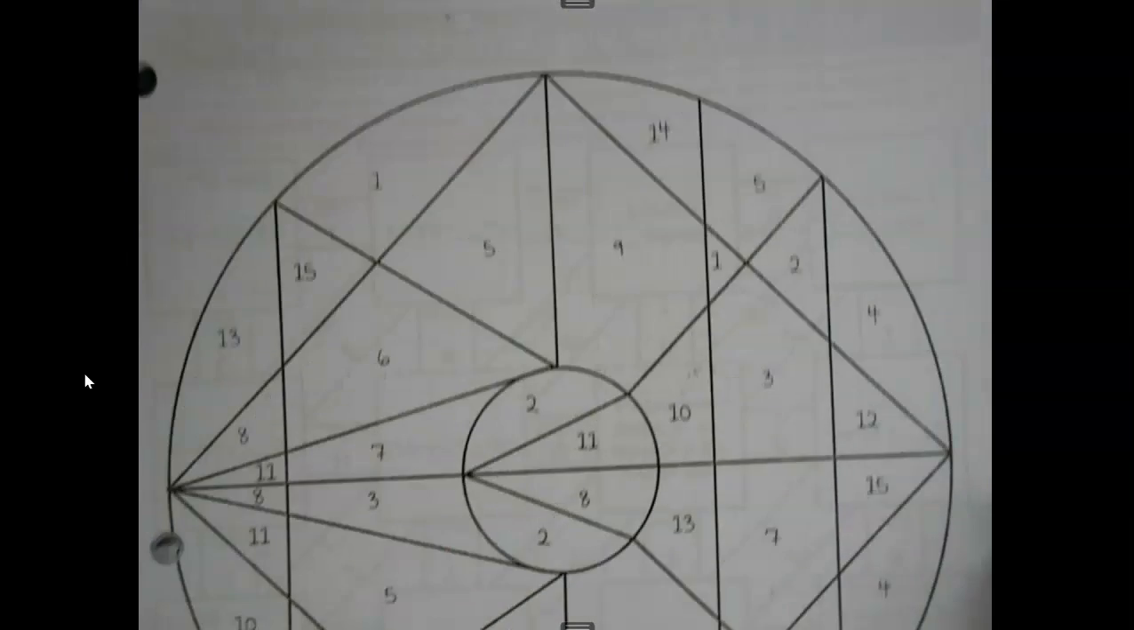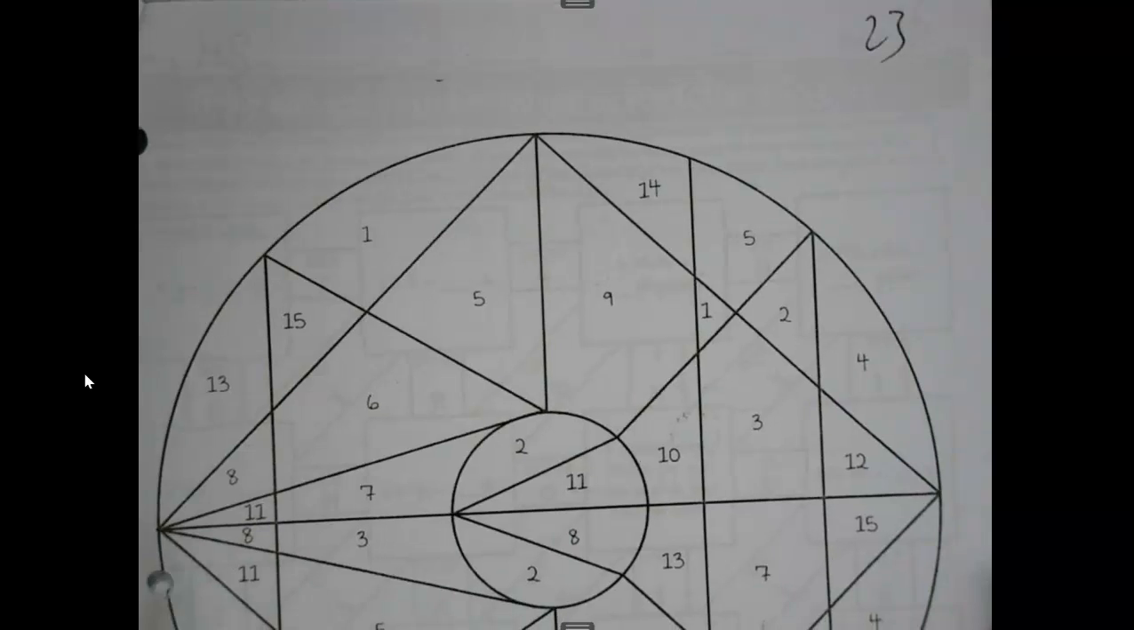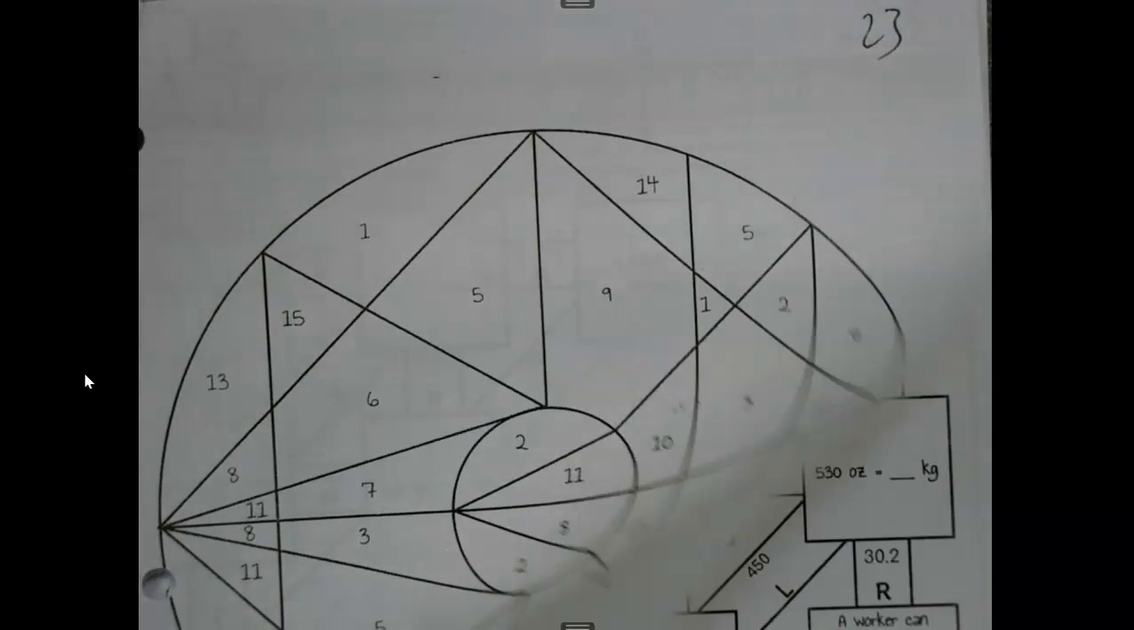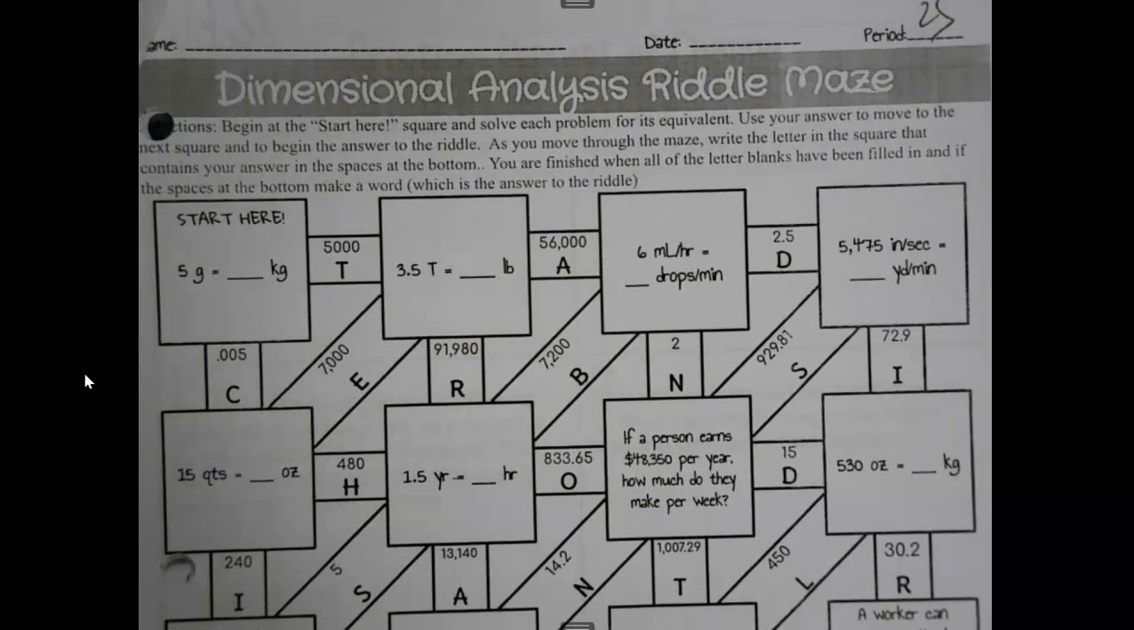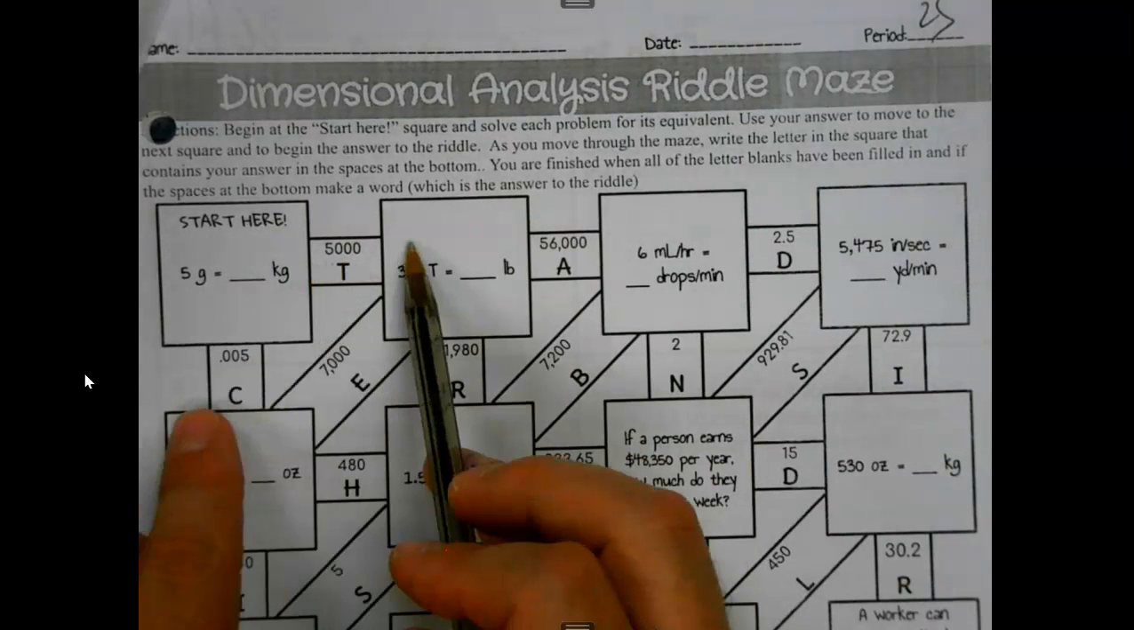If you want to do the coloring as you go on 23, you can. I'm not going to require that. It just kind of lets you see if you're going well. And if you want a little bit of a challenge, there's a riddle maze here at the end where you do your conversions, and then the answers come off of it.